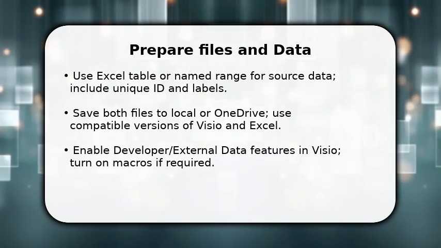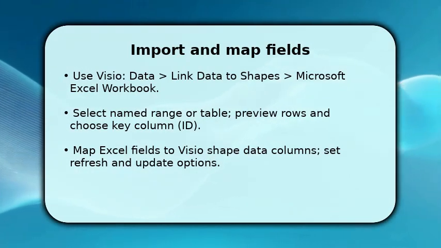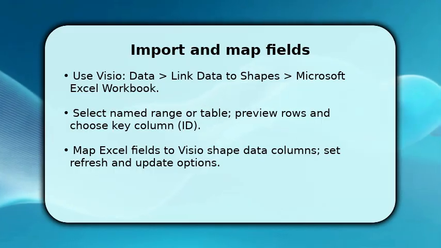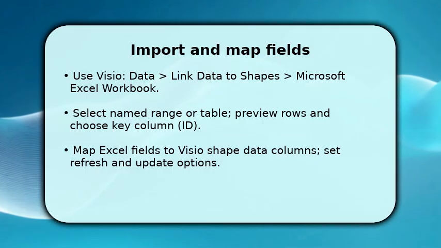You now import and map the Excel fields to Visio shapes. In Visio, choose Data, Link Data to Shapes, and pick Microsoft Excel Workbook. Point to the saved file and select the table or named range. When prompted, pick the key column that matches shape ID so Visio can match rows to shapes.